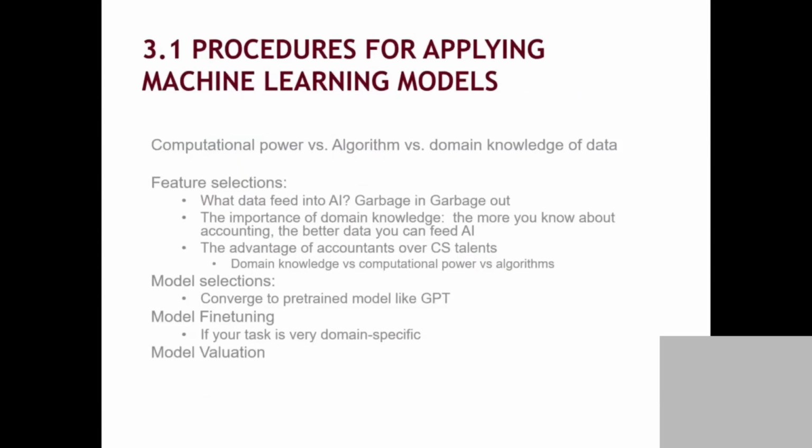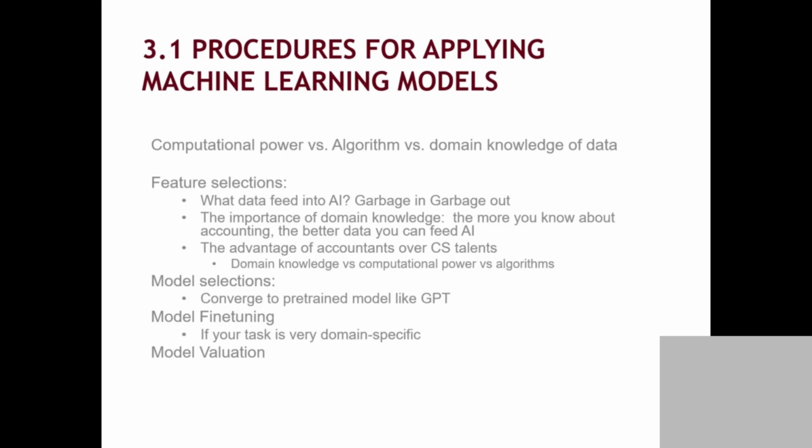When you build any AI machine learning model, you have 4 steps. The first step is called feature selection, which means what kind of data you feed into the AI, right? The second one is model selection. Do you want to use GPT, Llama, Google Bard, or Claude? There are so many models going on. Which model you use, that's the second thing.